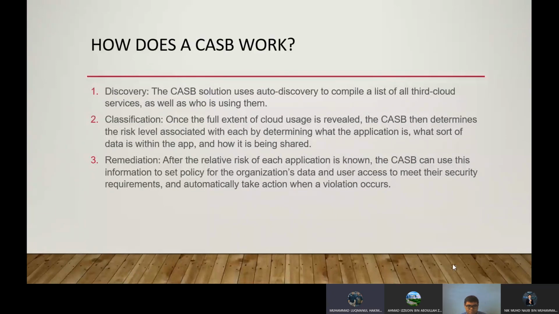The second one, classification. The full extent of cloud usage is revealed. The cloud access security broker then determines the risk level associated with each by determining what the application is, what sort of data is within the app, and how it is being shared. The third one, remediation. After the relative risk of each application is known, the cloud access security broker can use the information to set policy for the organization's data and user access to meet their security requirements and automatically take action when a violation occurs.